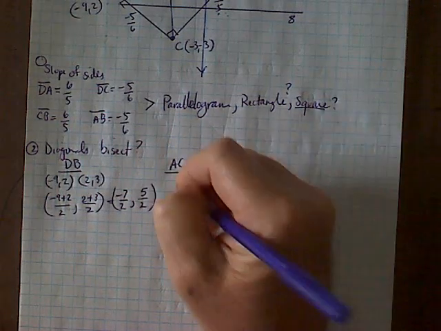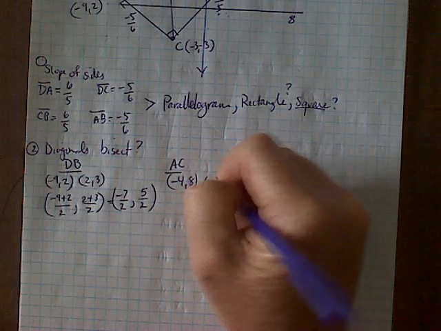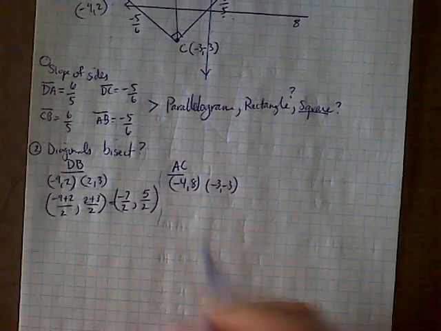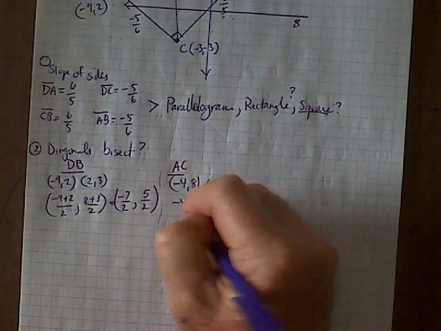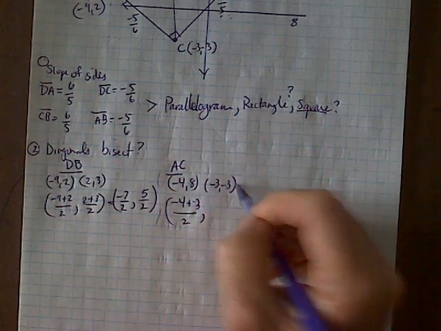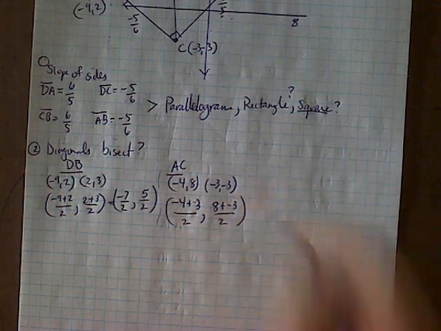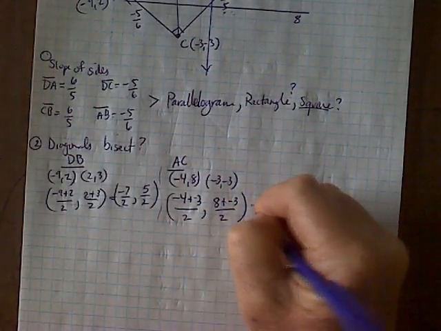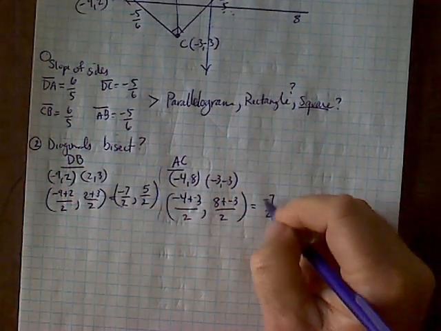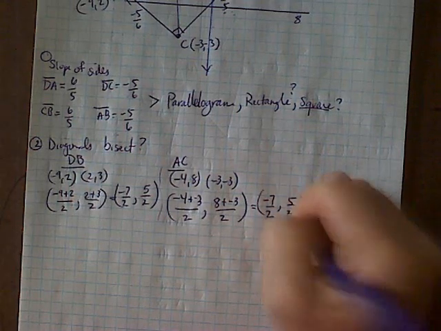Okay, so for AC, we have negative 4, 8, and we have negative 3, negative 3. Okay, again, we're going to add the x's, negative 4 plus negative 3 divided by 2, and then we'll add the y's, 8 plus negative 3 divided by 2. Now if you do that, that comes out to negative 7 over 2, same x we got on the other one, and 8 plus negative 3, that is 5 over 2.